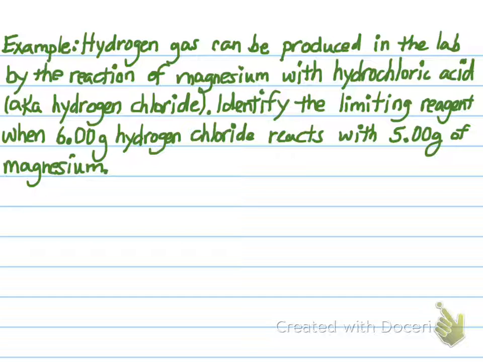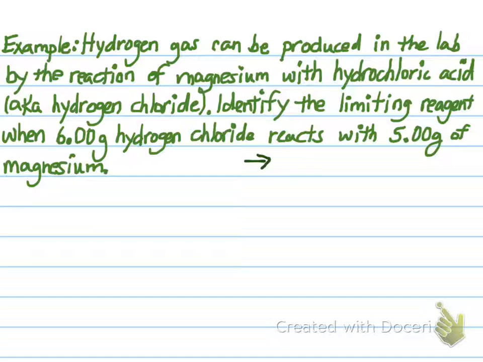So we have hydrogen gas can be produced in the lab by the reaction of magnesium with hydrochloric acid, also known as hydrogen chloride. Identify the limiting reagent when 6 grams of hydrogen chloride reacts with 5 grams of magnesium. So again, first thing I need is my balanced chemical equation.